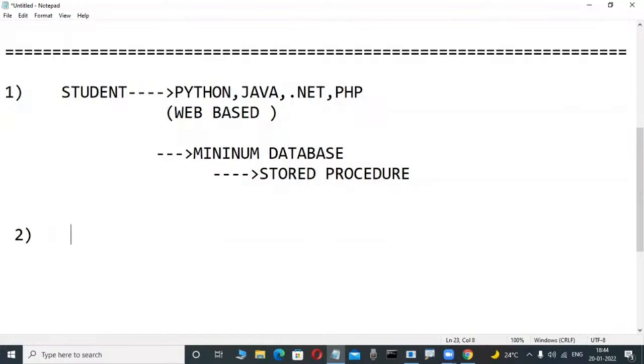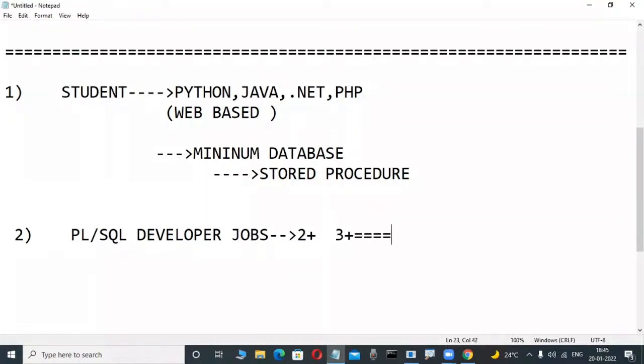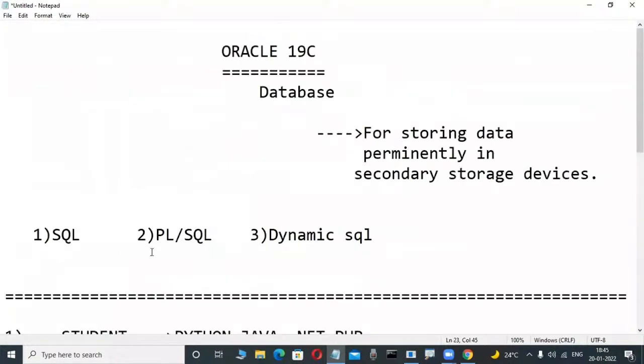Then those persons are applying for PLSQL developer jobs in companies, without any knowledge of Java, .NET or front end. Maybe they are non-technical persons without very good programming skills. Then PLSQL developer jobs are there. Maybe there is a gap of 2 or 3 years. Those persons are in our course only, learning this course for the purpose of PLSQL developer jobs.